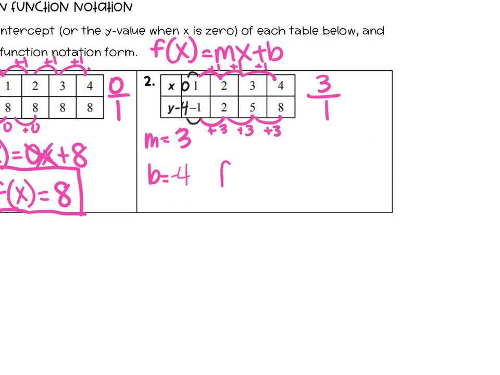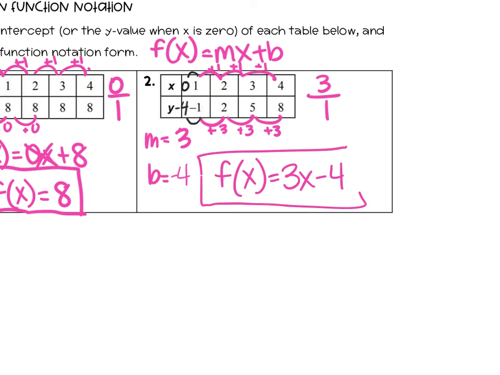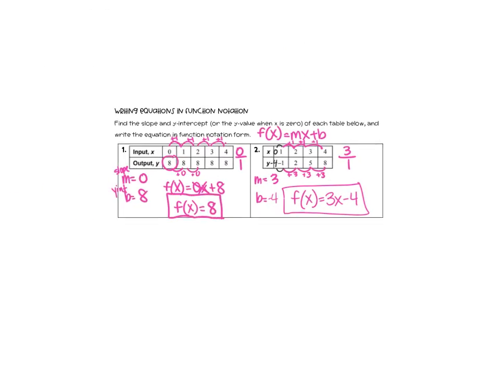And then I'm ready to plug in. So f of x equals 3x minus 4. That is simplest form. Nothing else can be simplified there. So that one will be done.